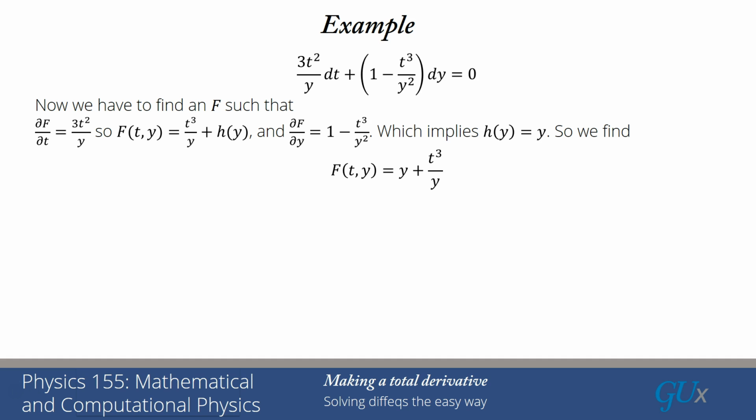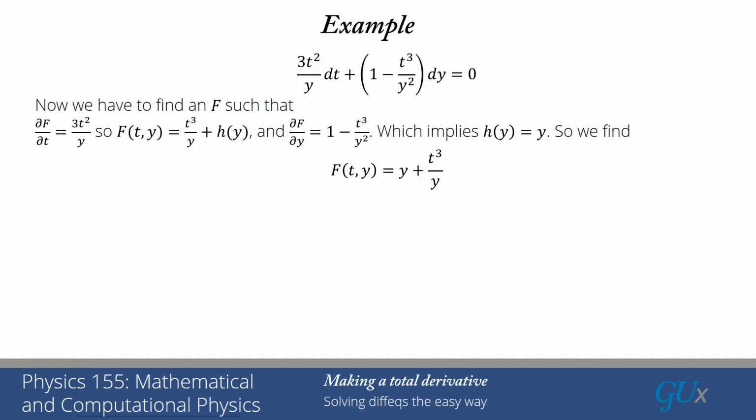So let's check. In order for this to be true, M must equal df by dt. So let's take the derivative of that with respect to t. I will get 3t squared over y, and you can immediately see M is equal to 3t squared over y. I need to have N equal to df by dy. Well, df by dy is equal to 1 minus t cubed over y squared. So indeed, N is equal to df by dy. And that's how we make this into a total derivative. And that means that the solution comes from f equal to a constant.